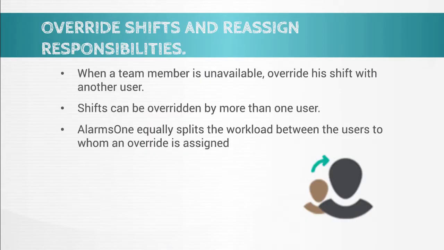So in AlarmsOne, you can also override a user shift with another user if the user is unavailable to act on these alerts. So when you override a shift with more than one user, for instance 2 users, AlarmsOne automatically splits the work time equally and assigns it to the users who override the shift.